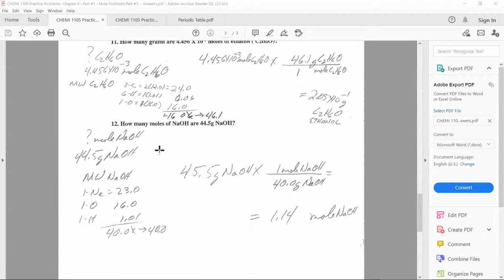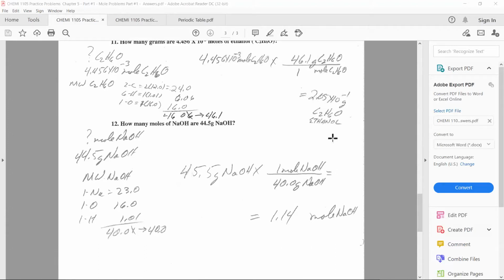If we do one more, number 12, how many moles of sodium hydroxide, NaOH, are 44.5 grams of NaOH? We're trying to find moles of NaOH. We're given grams of NaOH. Start with grams. What units am I trying to get to? Moles of NaOH. Use your good buddy, your good friend, unit analysis.